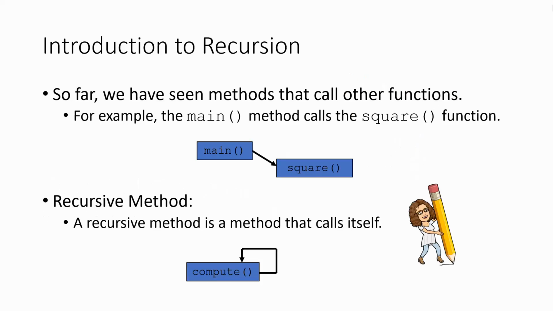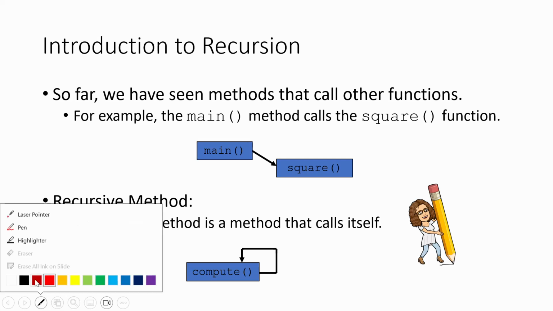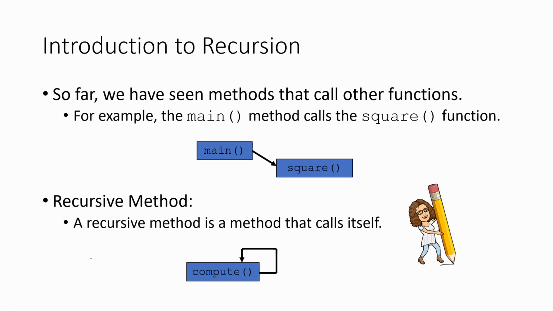But ultimately, so far, we have seen methods that call other functions. For example, we've seen the main method call the square function, or in a class, we've had a function that called another function that was in the class as well. A recursive method is a method that is calling itself. So, for example, my function compute could call itself once more to find out more information. This is definitely a different kind of program and how it runs.